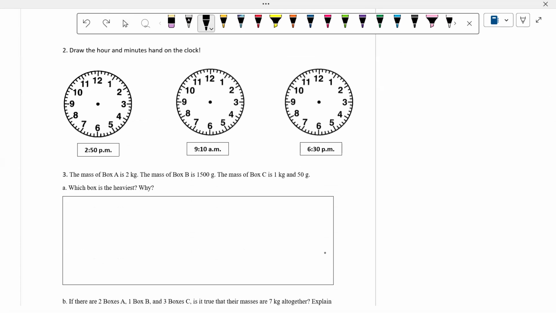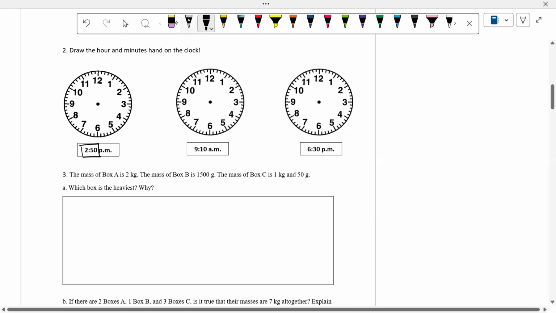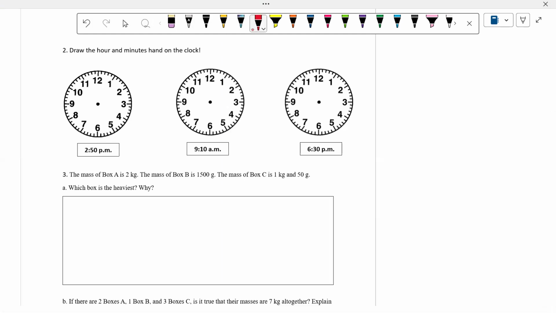Number 2, draw the hour and minute hands on the clock. 2:50 p.m. Look at the minute. The minute is 50, which is almost 60, right? So when it is 2:60 p.m., it means it's already 3 o'clock. So if it is 2:50, it means that the hour hand is almost at 3, but not exactly at 3, but almost, yeah?